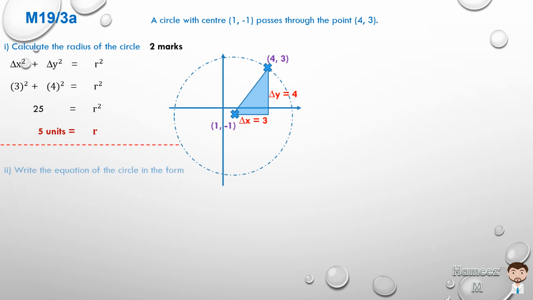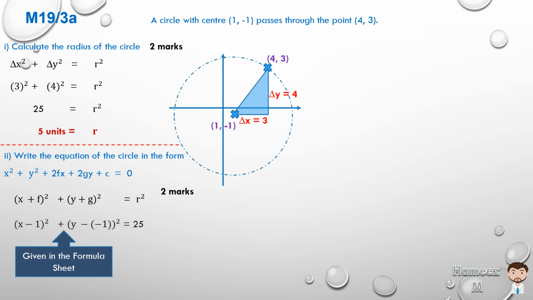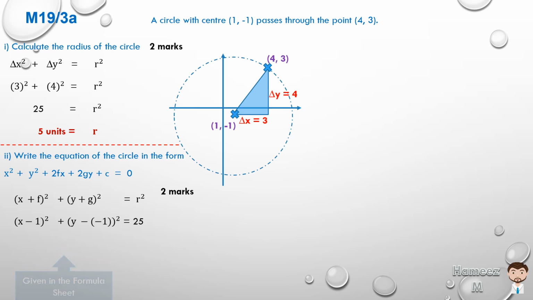Part 2. Write the equation of the circle in the form x squared plus y squared plus 2fx plus 2gy plus c is equal to 0. So we know (x plus f) squared plus (y plus g) squared is equal to r squared. This is a formula given in the formula sheet. And we know the coordinates of the center, which is (1, -1). So f will be considered as -1, because (x - 1) squared plus (y - -1) squared is equal to, what is r squared? 25. So that becomes (x - 1) squared plus (y + 1) squared is equal to 25.